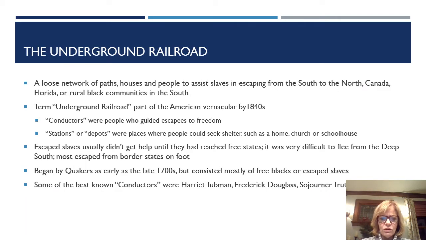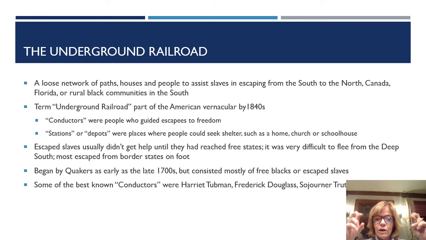All right, so with the Underground Railroad, and you all know what this is, it's a loose sort of network of paths, houses, safe places where people could hide as they escape from the South to the North, right? But they don't just go to the North. A lot of people go to Canada, or they go down to Florida, or they're just escaping into black communities within the South. They just want to get away from slavery and hide out. And when they did that, they usually went on foot.